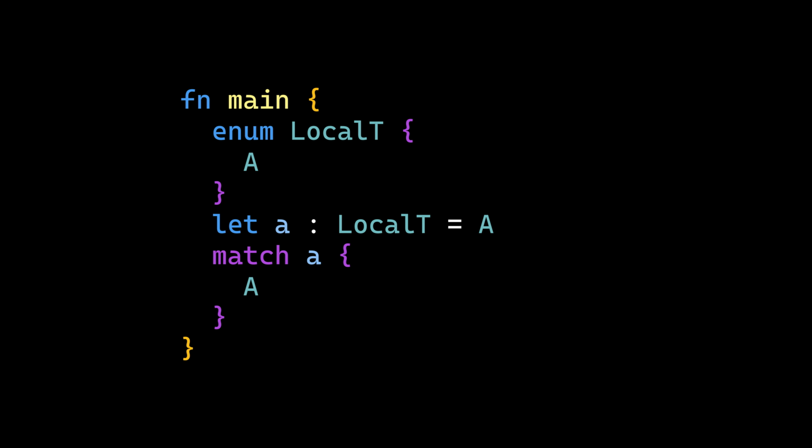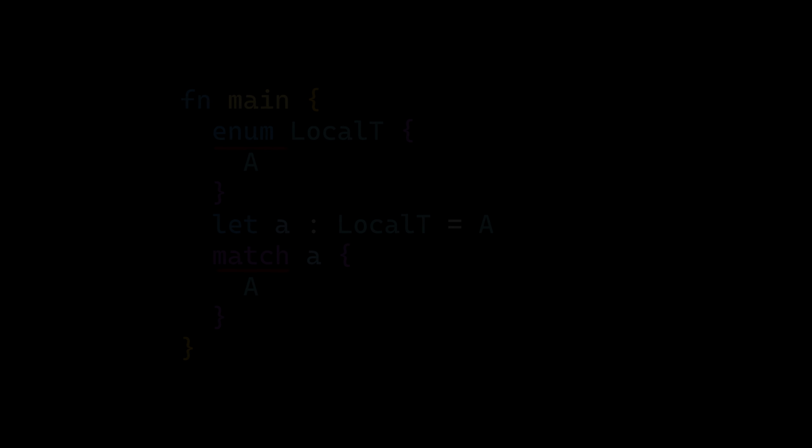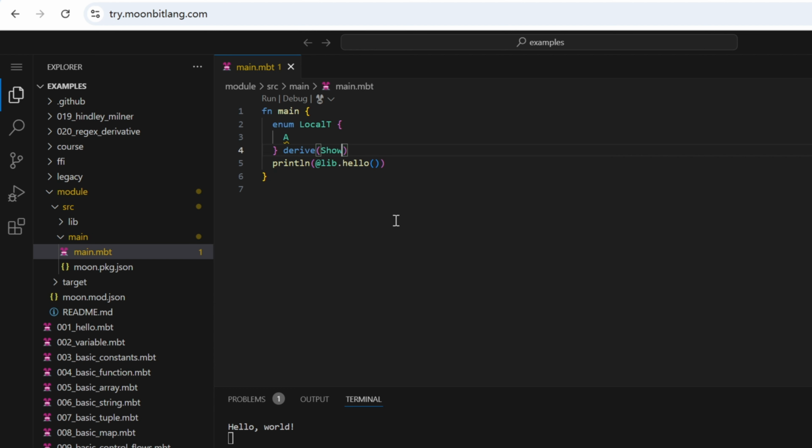The new local types feature in the MoonBit programming language introduces the ability to declare struct, enum, types inside the scope of a top-level function. For example, inside the function main, you can construct enum named local t. You can also deconstruct with pattern matching. These types can also support functionality typically available to top-level types, such as derive, show.